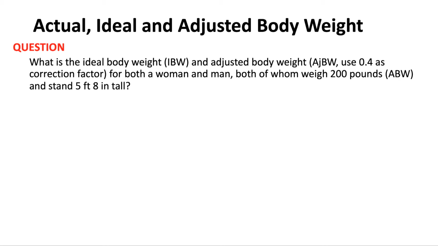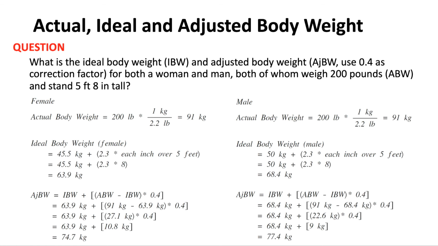The question here says, what is the ideal body weight, IBW, and the adjusted body weight, AJBW? We're going to use 0.4 as the correction factor, for both a woman and a man, both of whom weigh the same amount. Both the man and the woman weigh 200 pounds, that's their ABW, actual body weight, and both stand 5 feet 8 inches tall. All right, let's go ahead and do that.